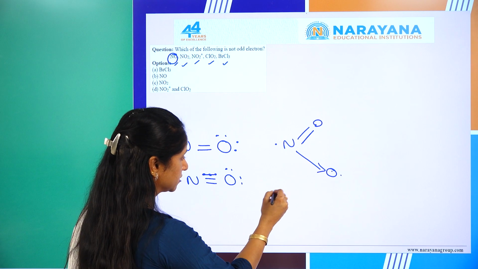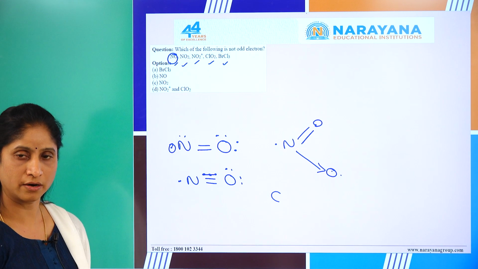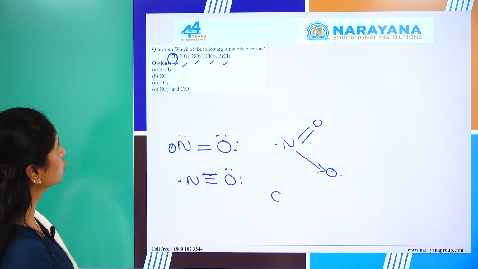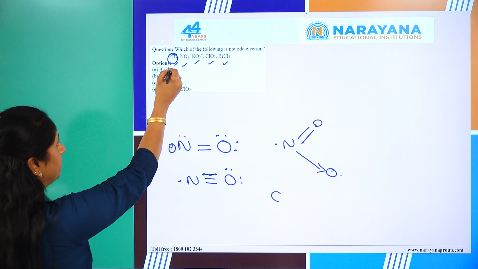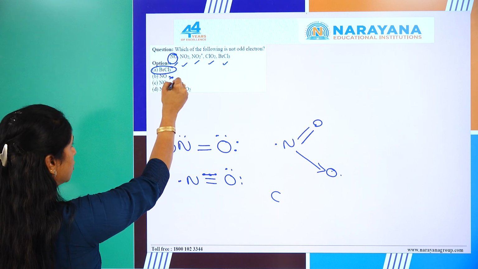ClO2 is an odd electron species, again 3 electron bond. BrCl3 is not an odd electron species, but exclusively ClO2 is not given. So hence which of the following is not odd electron they are giving. So BrCl3 is not the odd electron. This is odd electron, this is odd electron.